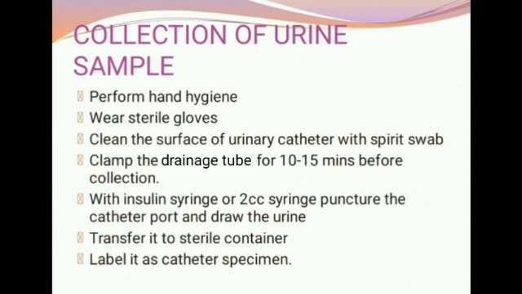Collection of urine sample. Perform hand hygiene. Wear sterile gloves. Clean the surface of urinary catheter with spirit swab. Clamp the drainage tube for 10 to 15 minutes before collection. With insulin syringe or 2 cc syringe puncture the catheter port and draw the urine. Transfer it to sterile container. Label it as catheter specimen.